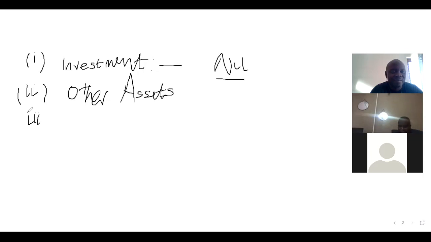Other assets. So I want you guys to compute the other assets, the share capital, retained earnings, and the liabilities. I'm giving you 10 minutes to finish up this thing. Then I'm going to verify to see whether you still understand the principles in there.